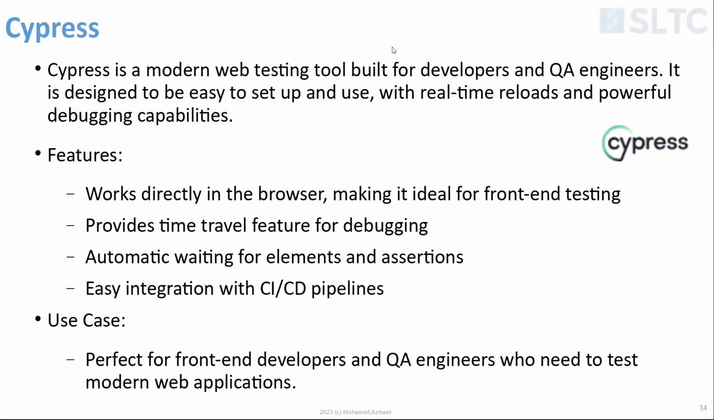Next one is called Cypress, another modern web testing tool for QA engineers, right? It's pretty easy to set up. That's why it's also famous among many people. And it also has a lot of debugging capabilities, right? This also, like Selenium, works on the browser itself. There is something called time travel, where you can go back in time. Say, for example, in a login environment, what happened after login, what happened before login. So you can go backward step by step as well, right?